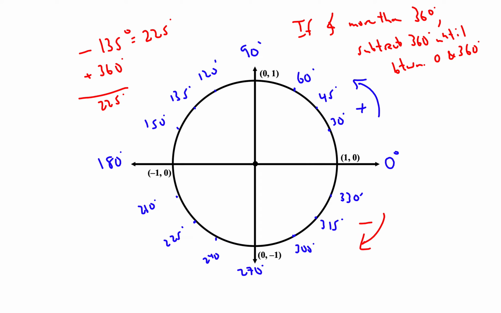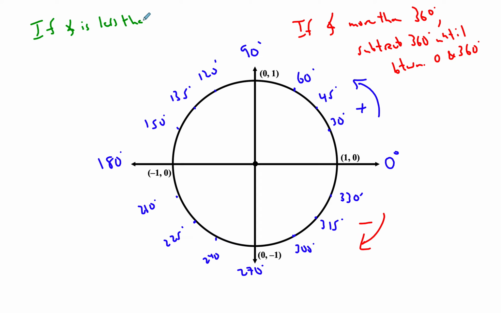So that means what? And let's give the quick summary here. If an angle is less than 0 degrees, add 360 until it is between 0 and 360 degrees. And that way you can find the equivalent, okay?